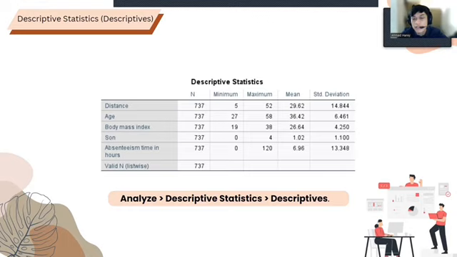The mean is 29.62 and the standard deviation is 14.844. Next, the result for absenteeism time in hours: the minimum is 0, and the maximum is 120. The mean is 6.98 and the standard deviation is 13.348.